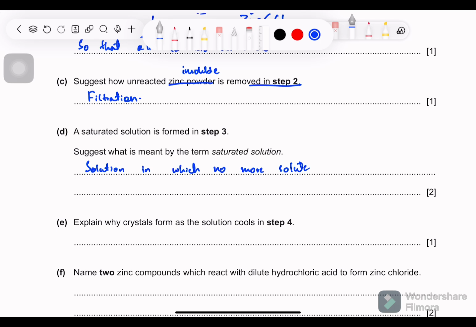More solute dissolves at a given temperature because temperature affects the solubility. If we increase or decrease the temperature, it might affect the amount of solute dissolving. So that's why a given temperature, a fixed temperature, is needed.